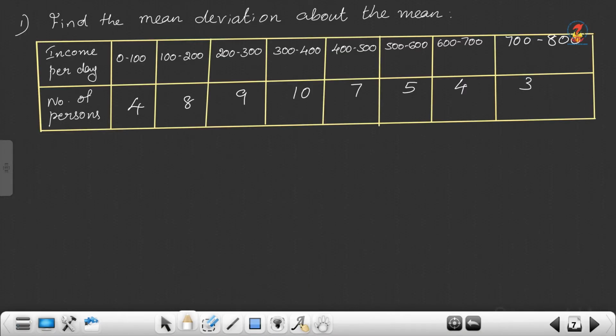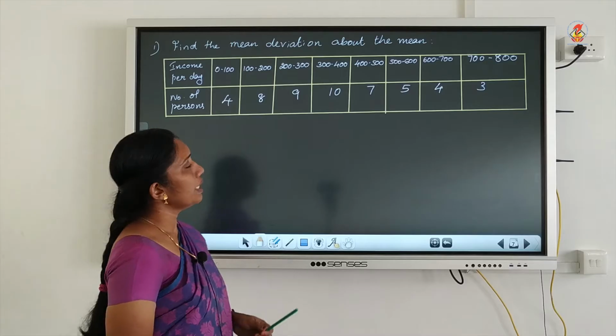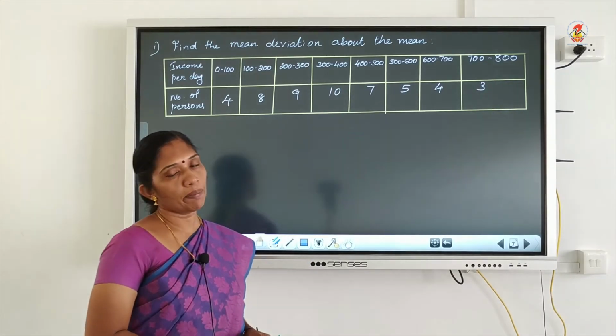Next we can do the problems. Mean deviation about the mean. This is a continuous frequency distribution. Class intervals are given: 0 to 100, 100 to 200, 200 to 300, 300 to 400, 400 to 500, 500 to 600, 600 to 700, then 700 to 800. Then the frequencies are 4, 8, 9, 10, 7, 5, 4, 3. And we have to find the mean deviation about the mean.